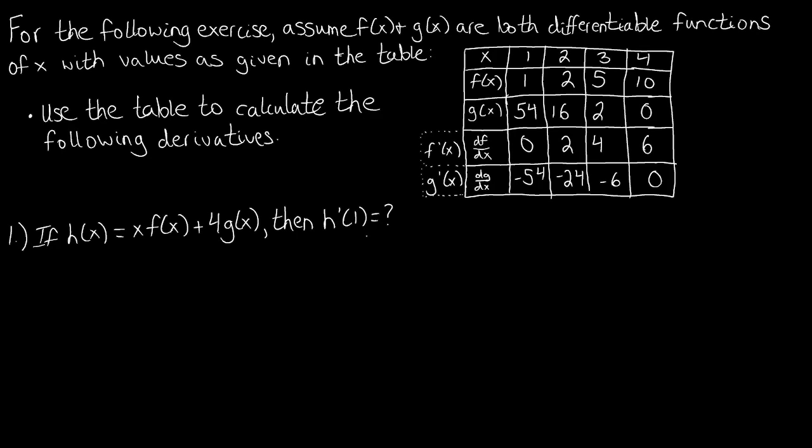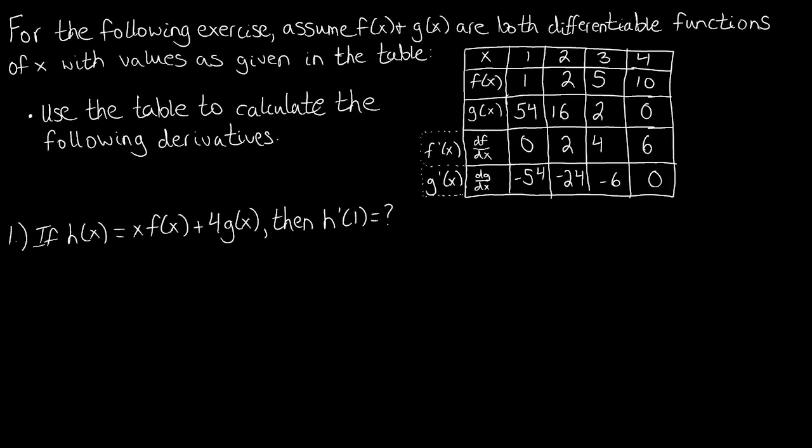So the setup of this question is that for the following exercise, we're going to assume f of x and g of x are both differentiable functions, which means that we can take the derivative of them. That's what that means. They're able to be derived, of which they have x values given in the table below. So we have x for 1, 2, 3, 4. F of 1 is 1. G of 2 is 16.